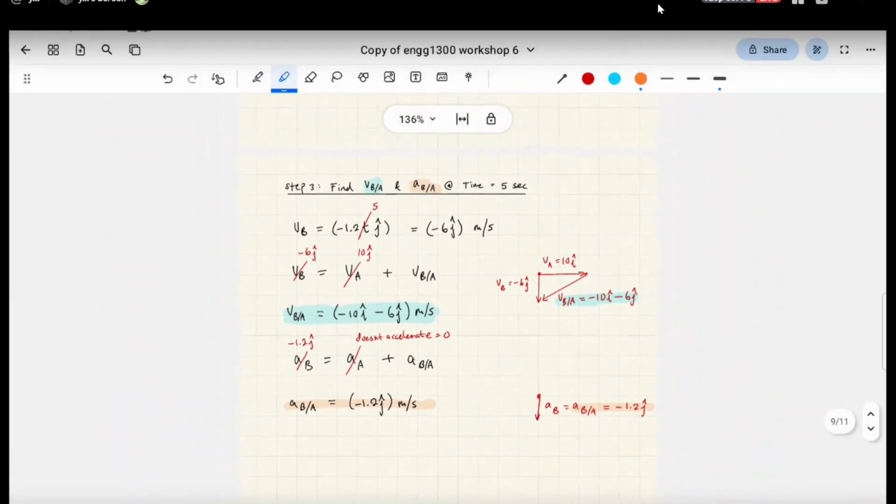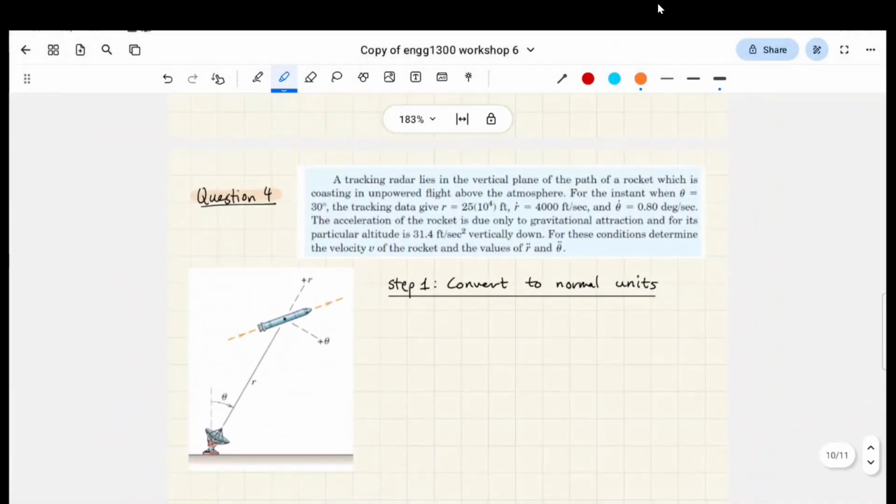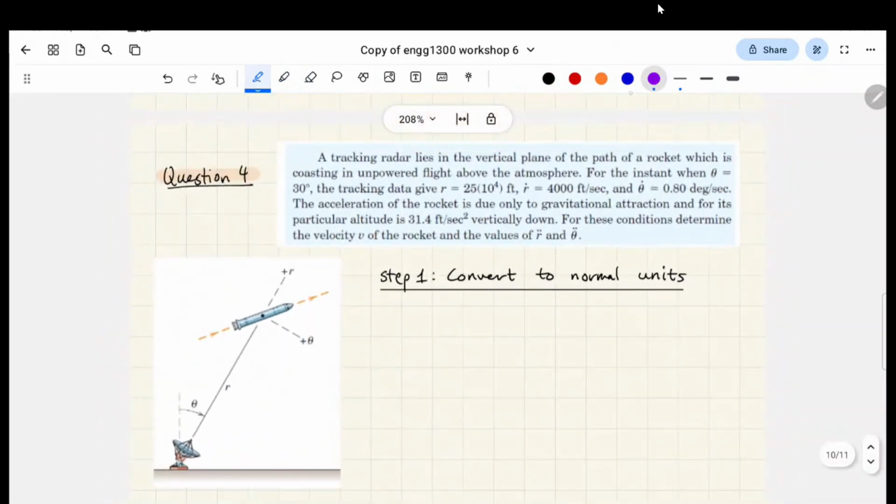Okay. We've just got one more question. So here's our satellite tracking our rocket, and here's where we're going to use our polar coordinate system. The worst part about this question is that everything's in feet per second, or whatever. So let's read this slowly. It's asking when the angle is 30 degrees. This is one instant in time.